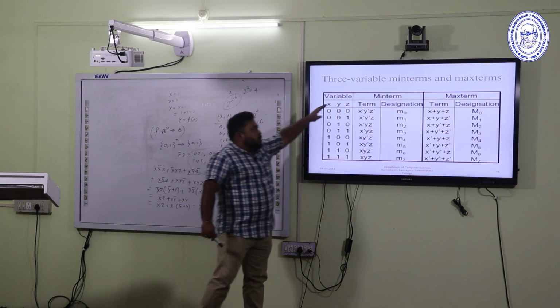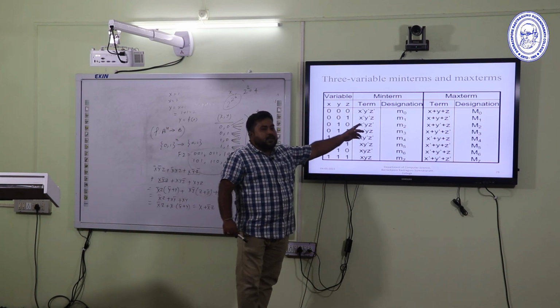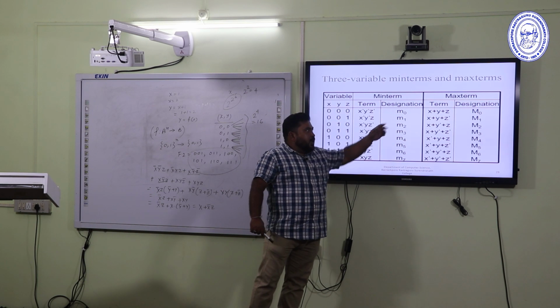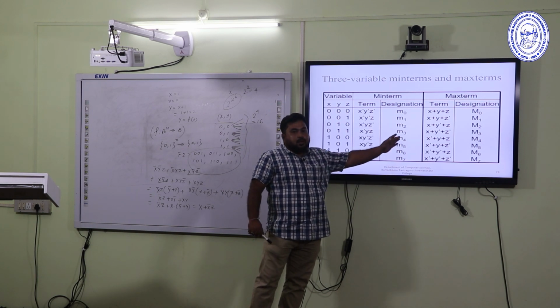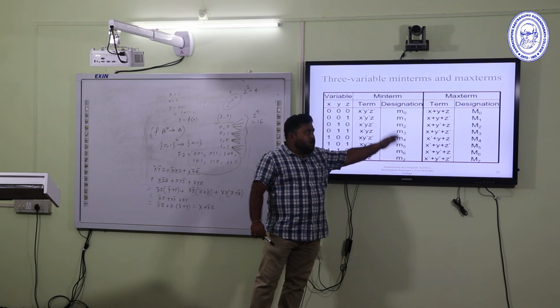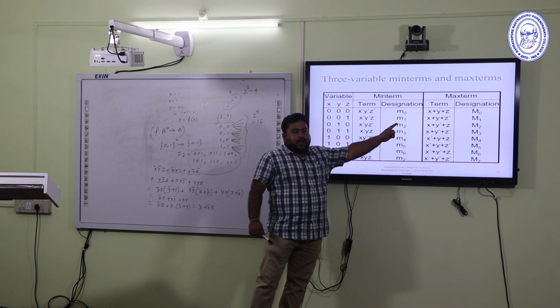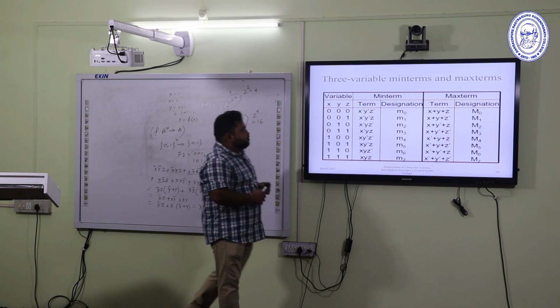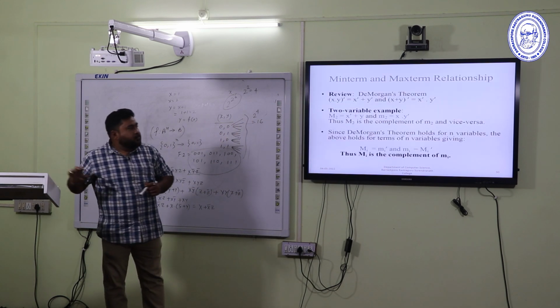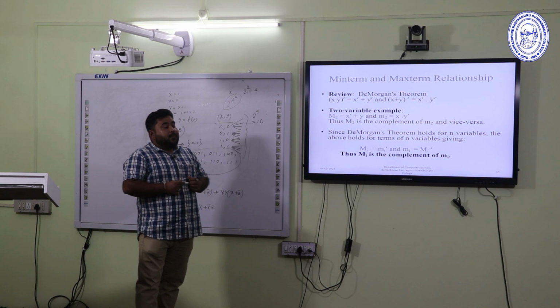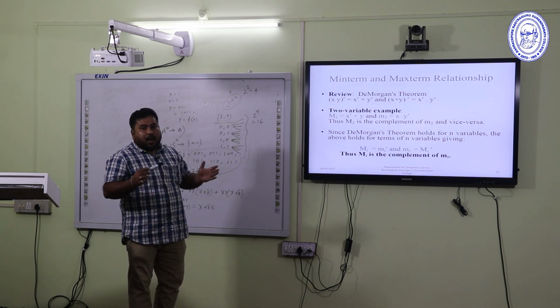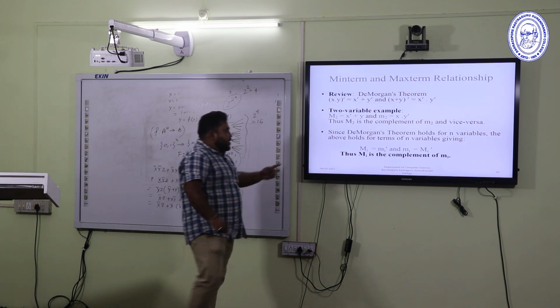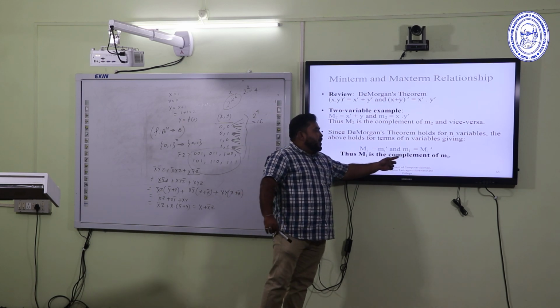Now, these are the set of min terms that is designated by small m0 to small m7, and these are the max terms, that is capital M0 to capital M7. Now, what is the relation between min term and max term? They are complement of each other. The last line is that thus mi is the complement of Mi.